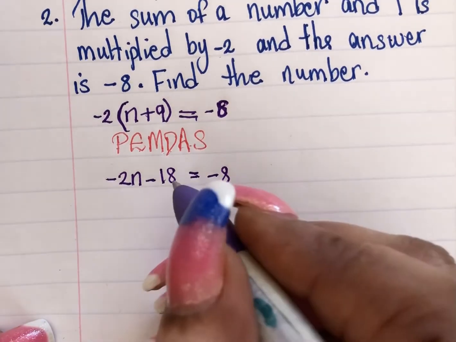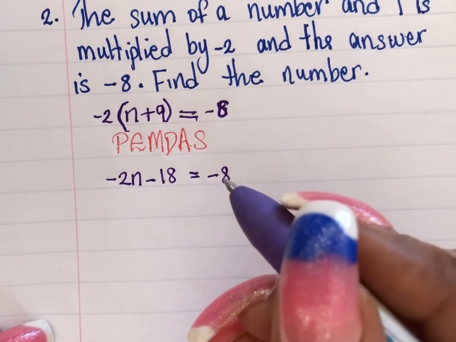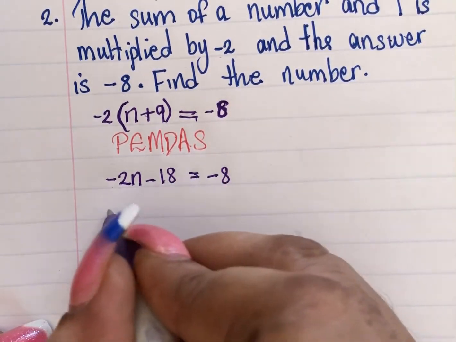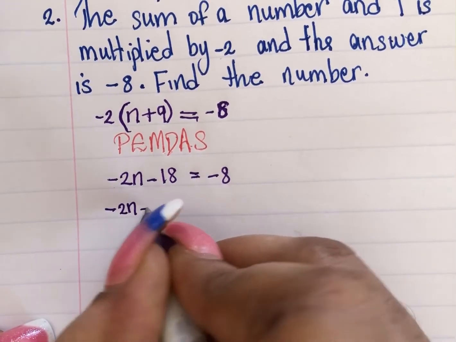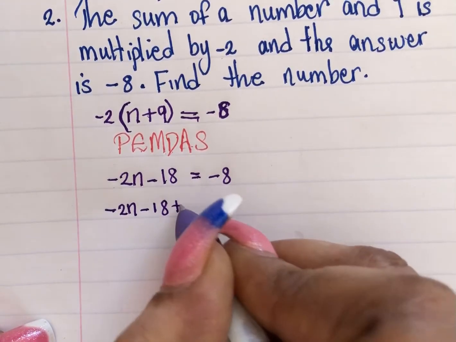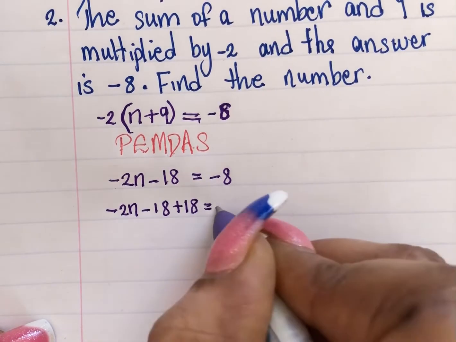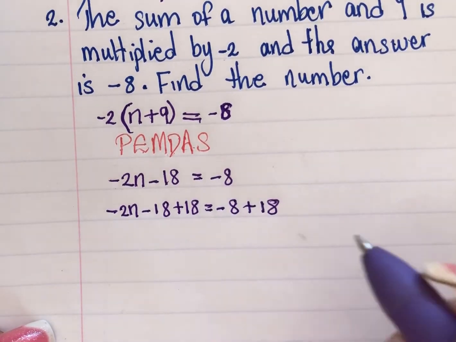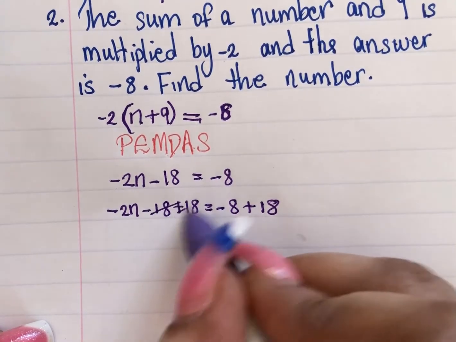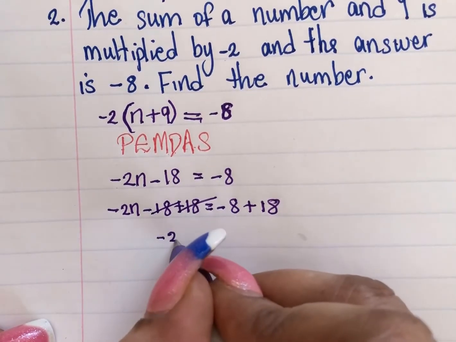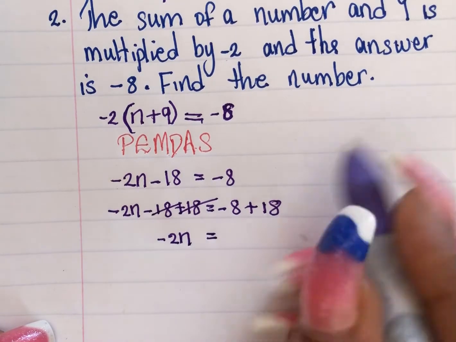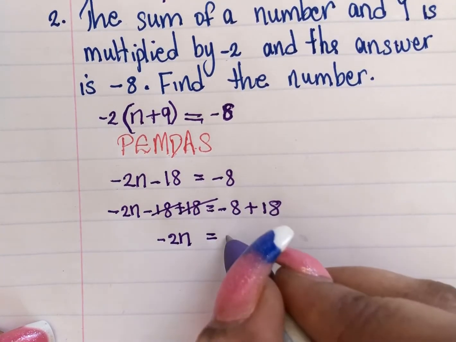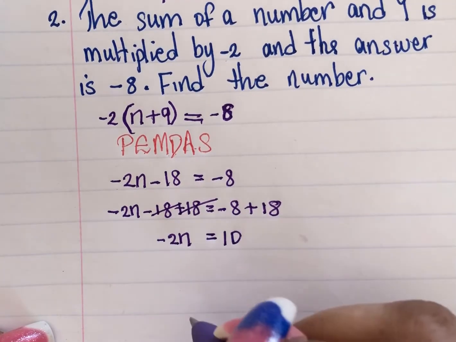Using the balancing method, we can add 18 to both sides. We do the opposite of 18. 18 was subtracting, so we add it to both sides of the equation. 18 minus 18 leaves us with 0. And minus 8 plus 18 is 10.